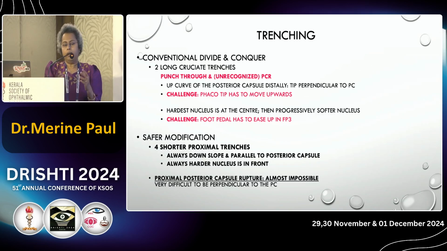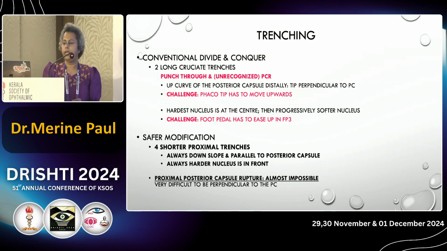Another problem is that the hardest part of the nucleus is in the center of the nucleus, and once you finish that and you're still trenching, you are actually entering into the softer part of the nucleus, and that comes off much faster than you would imagine it would. And again, there is a risk of PCR. So these are the things where you need to be a little careful.